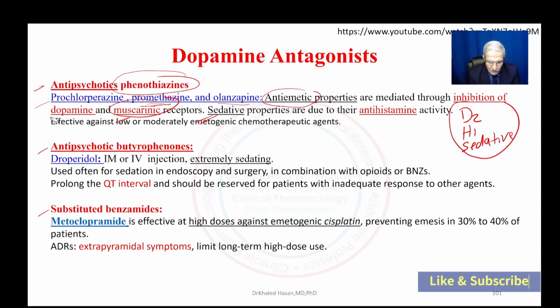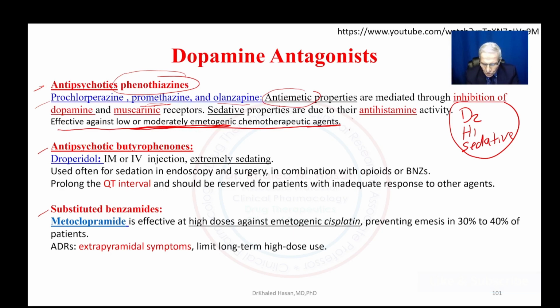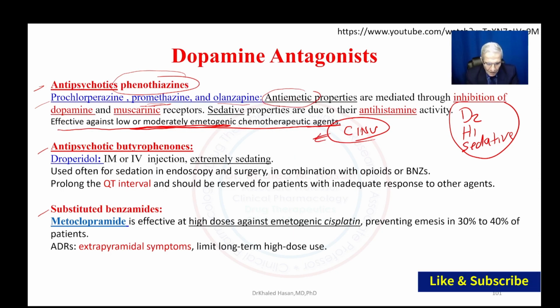Okay, these medications may be effective against low to moderately emetogenic chemotherapy agents. So chemotherapeutic agents, CINV. If you have low to moderate effect, we can start using chlorpromazine or olanzapine. Antipsychotic butyrophenone, we have one medication here, droperidol. This medication is prescribed intramuscular or intravenous.